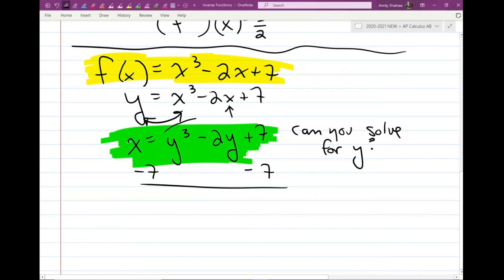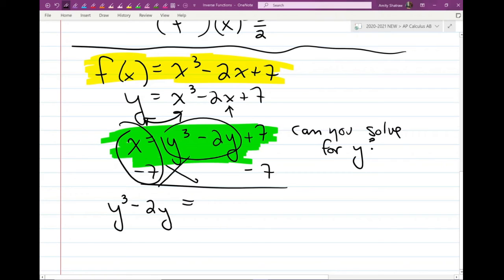And then again, I like to put my y's on the left, so I'm going to put them over here. So I'm going to have y cubed minus 2y, and then I have all of this, x minus 7, and I'm going to put it on the right. And so I have x minus 7, and it's looking better, right?